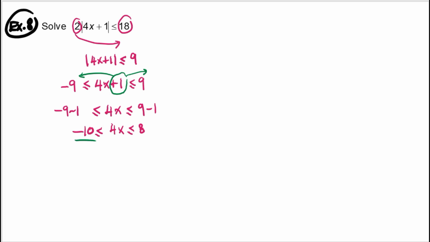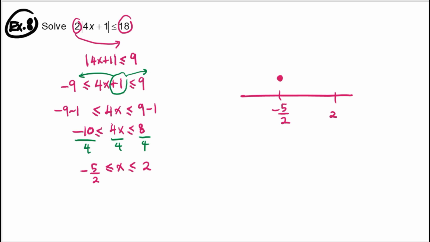Now we divide by 4, so we are left with x which is between negative 5 over 2 and 2. Using the real number line, negative 5 over 2, and this one is 2 because that one is included. We have the equality symbol, that's why we have a full circle here.